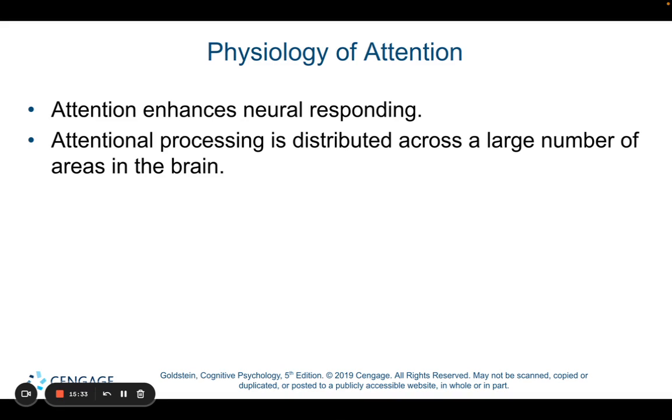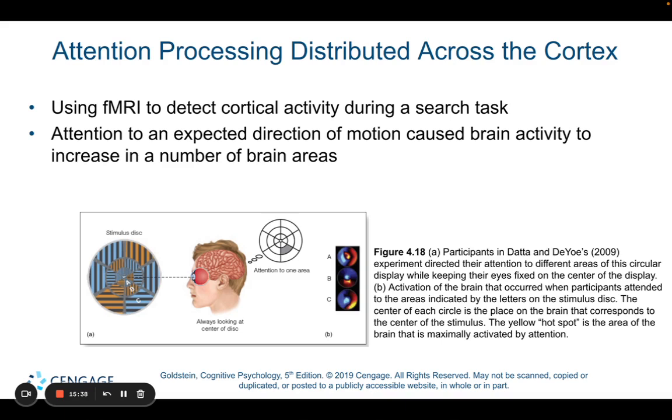Our attentional processing is distributed across a large number of areas in the brain. Functional MRI scans have been able to show us that and help us detect cortical activity during a search task. And attention to an expected direction of motion caused brain activity to increase in a number of brain areas, as you can see in figure 4.18.